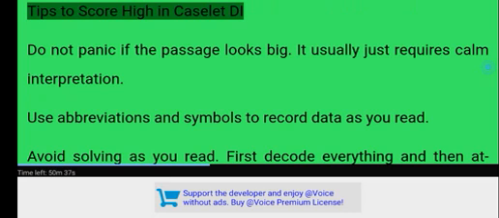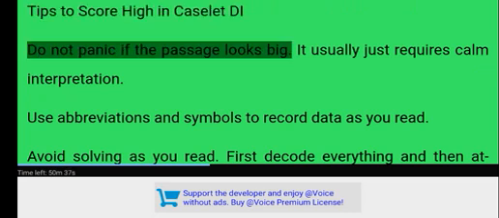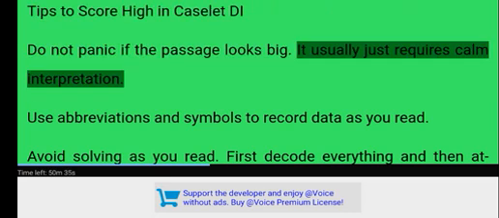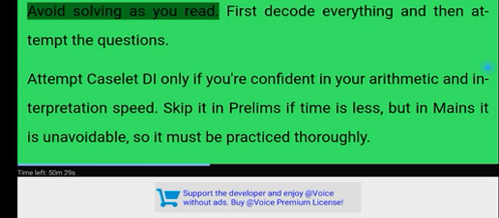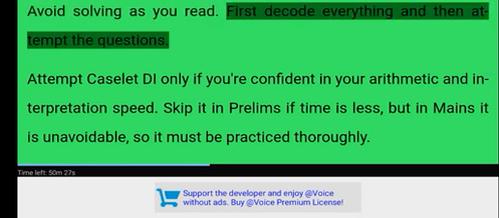Tips to score high in Caselet D. Do not panic if the passage looks big. It usually just requires calm interpretation. Use abbreviations and symbols to record data as you read. Avoid solving as you read. First decode everything and then attempt the questions.